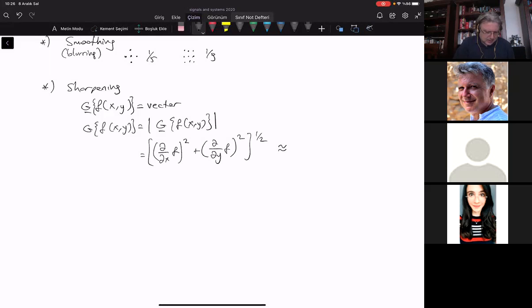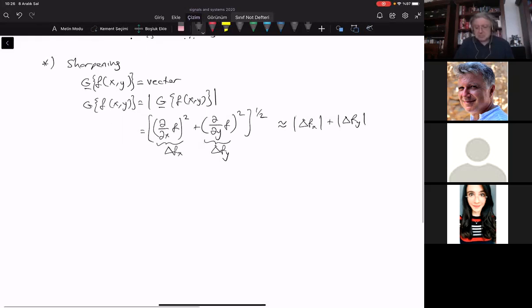By the way, this thing is delta fx, and this is delta fy. Let's give those names for further processes. Instead of delta fx square plus delta fy square and taking the square root, I may just add the absolute values of these. Of course, this is incorrect, but it's approximately the case. That is estimating the sharpening operator.